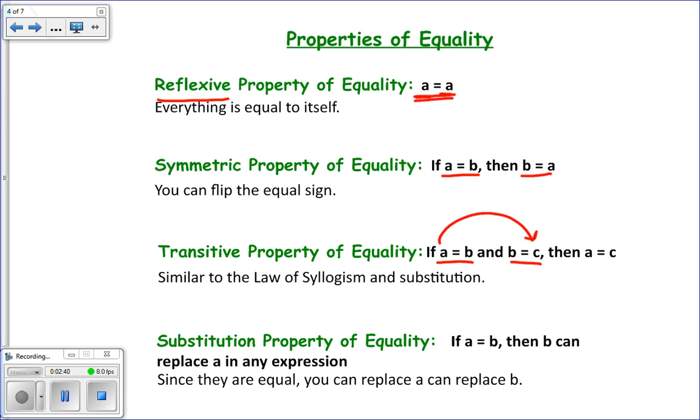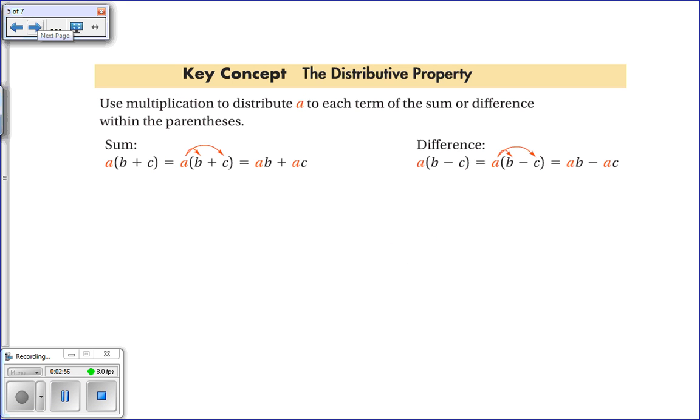Okay, don't worry about this. This is from a section that we skipped over. The substitution property of equality is if A is equal to B, then B can replace A in any expression. So I can substitute just like you did last year in Algebra 1. Okay. Finally, the distributive property, you're probably pretty familiar with this property in that you distribute a number or a variable, okay, just called the distributive property.